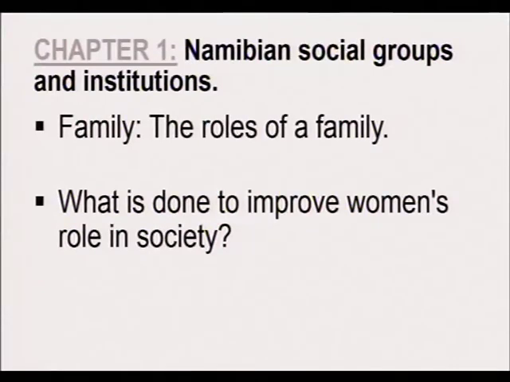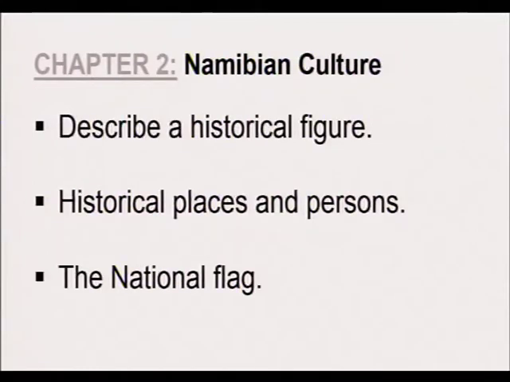Chapter 1, the Namibian social groups and institutions. Family. What are the roles of a family? What is done to improve women's role in society? Chapter 2, the Namibian culture. Describe a historical figure, historical places and persons, the national flag.